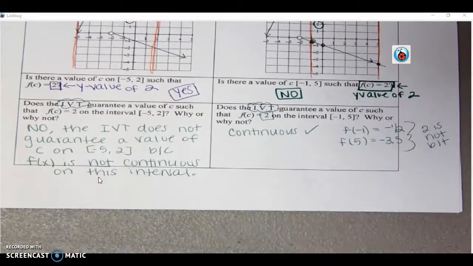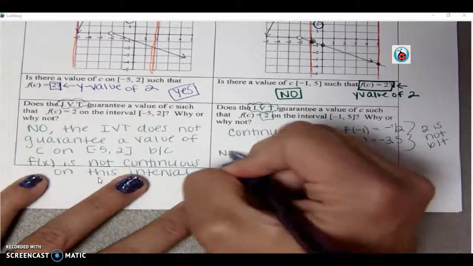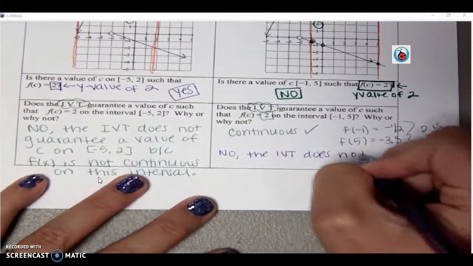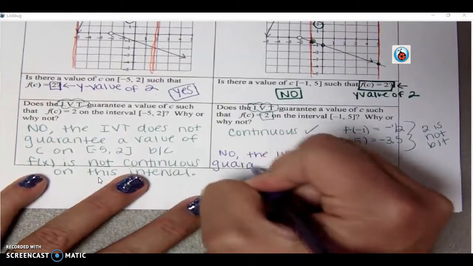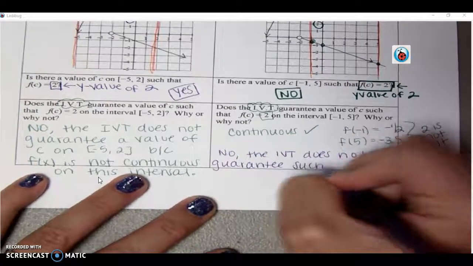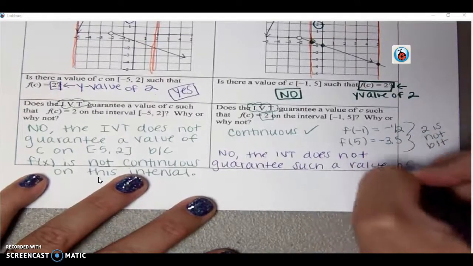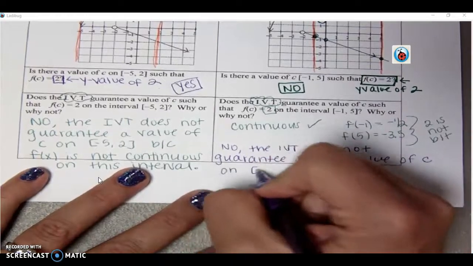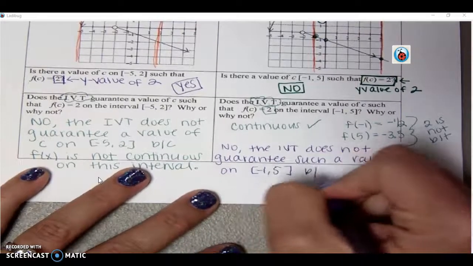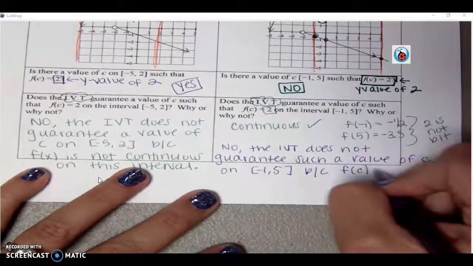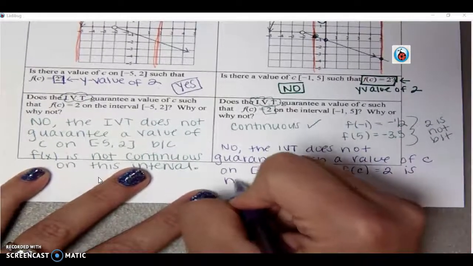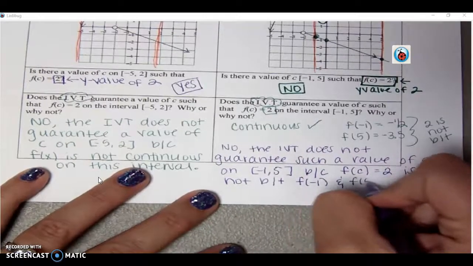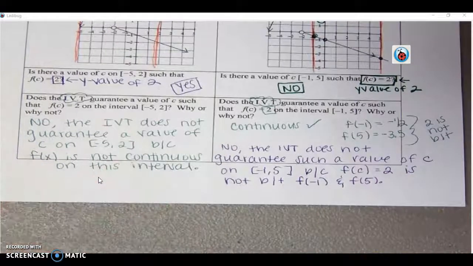So just to write out a statement here, we could say no, the IVT does not guarantee such a value of c on the interval from -1 to 5 because f of c equals 2 is not between f of -1 and f of 5. So in other words, it's not between those y values there.